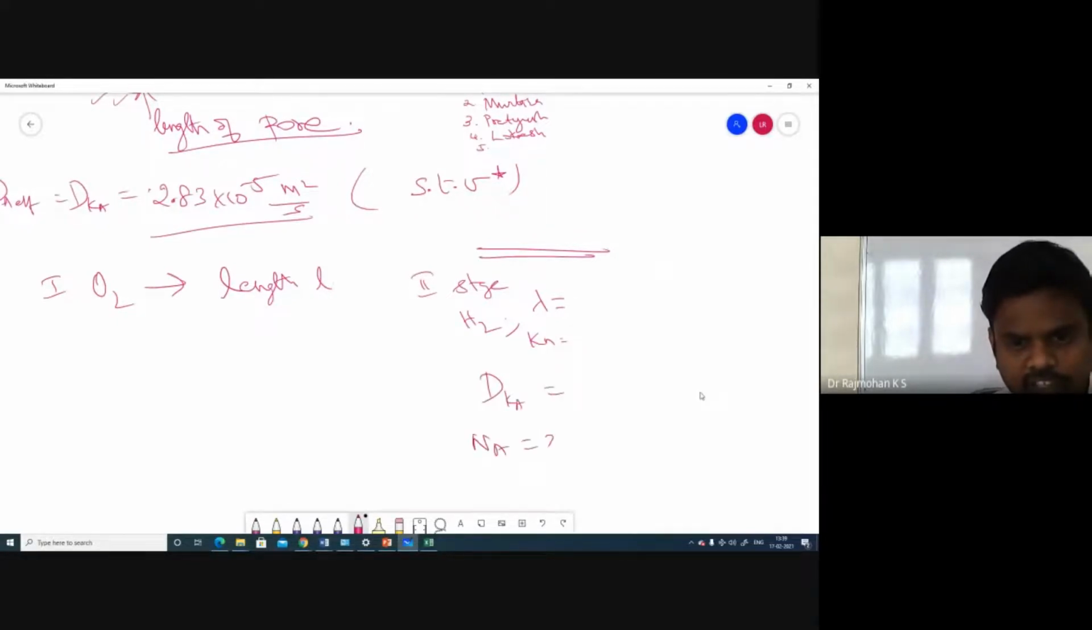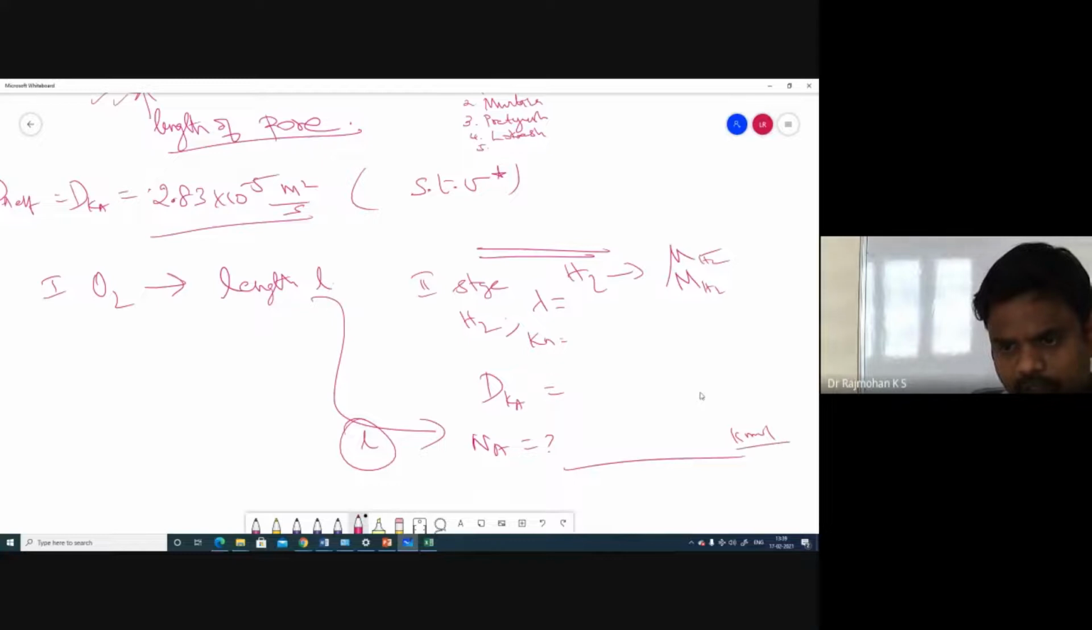Because now the N value is updated, because the length won't change here, right? So the length of the pore we will make use of, and here we are going to make use of mu. So for lambda, since it is hydrogen, that means you have to make use of the viscosity of hydrogen and the molecular weight of hydrogen. Right? So that can be done. From this step, we will find N. From here, we are going to find the Na value. Okay, so kilomoles per meter square second.